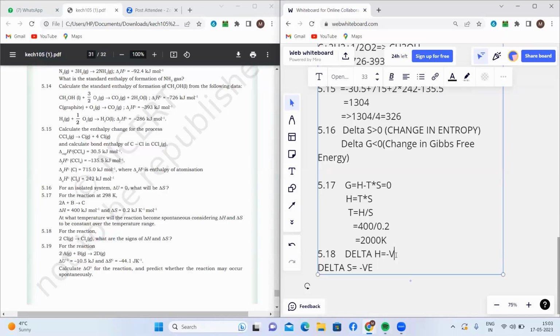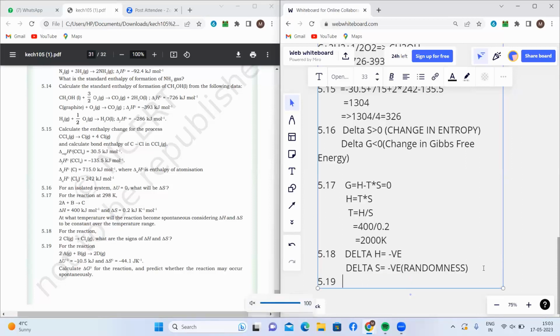आई होप यू अंडरस्टूड. क्योंकि डेल्टा एस इज डायरेक्टली प्रोपोर्शनल टू द रैंडमनेस एंड अगर मोल्स कम हो जाए तो रैंडमनेस ऑब्वियसली बात है कम हो जाएगी. ठीक है, और डेल्टा एच तो अपने को पता ही है चेंजेस होते हैं. ठीक है, लेट्स गो टू नेक्स्ट क्वेश्चन.